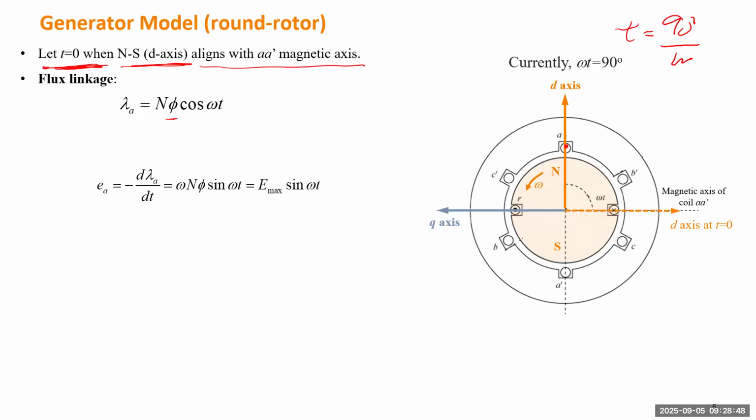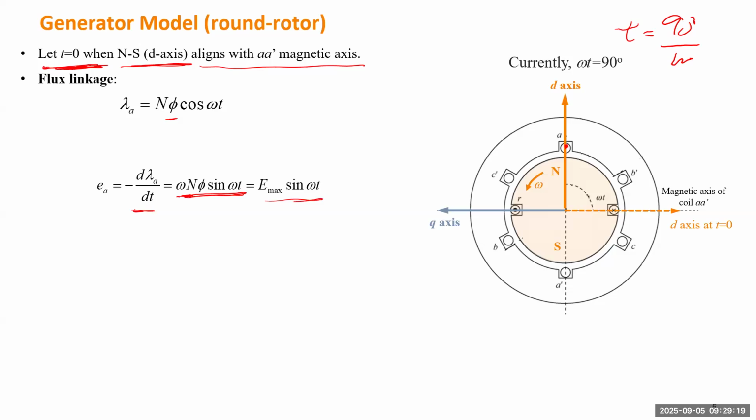Based on Faraday's law, if you know the change of the flux linkage, you calculate the derivative with respect to time and then multiply by a negative sign, because the induced voltage always tries to mitigate the change of the flux linkage. That's why you have the negative sign. So you calculate negative d lambda by dt, and you have omega N and then sine omega t.